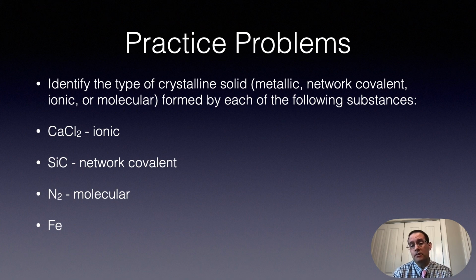Fe, this is a metal, so what do we know? We know that it's a metallic substance. Okay, so these are the types of crystalline solids you might experience. You should be able to identify them, and then using those tables of properties, which one of these would be hard, which one would have a high melting point, which one would have a low boiling point, which one would conduct electricity, which one would not, and so on.